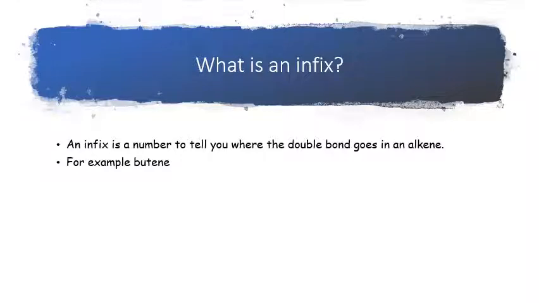So what is an infix? An infix is a number to tell you where the double bond goes in an alkene. For example, butene. Can I just point out that butene, the way this is written just now, does not actually show an infix. But I want to show you why an infix is required and what an infix is. So butene, if we were to draw the full structural formula of butene, it would have how many carbons? 4. It would have 4 carbons. So 1, 2, 3, 4.